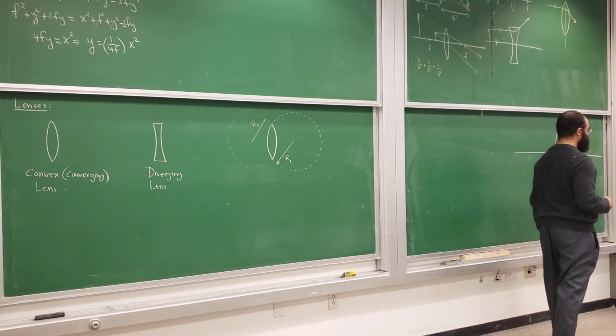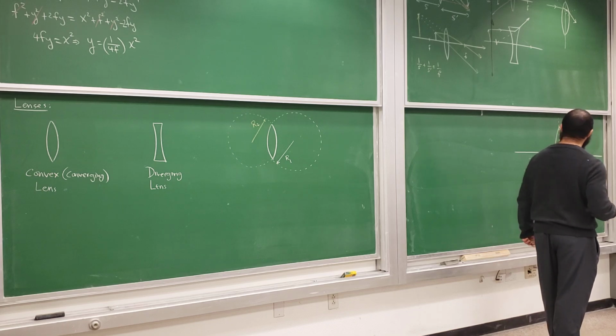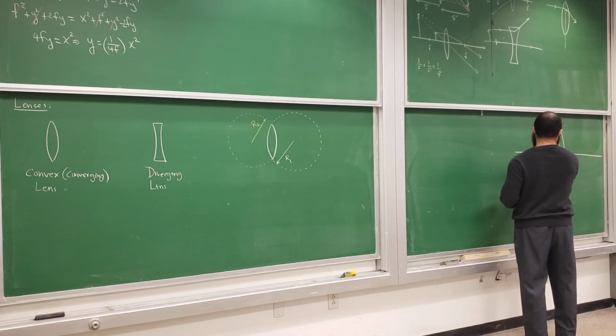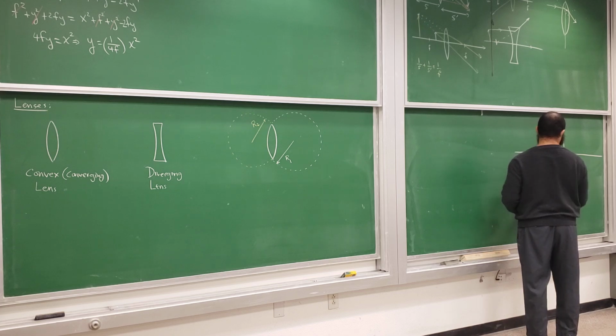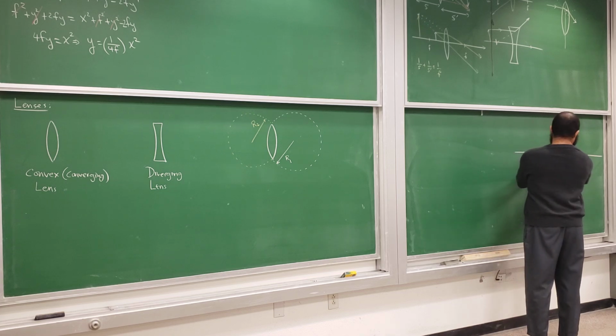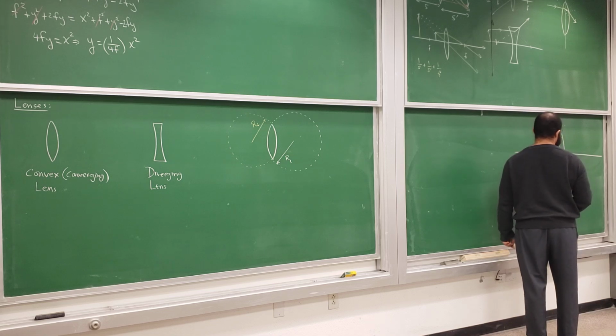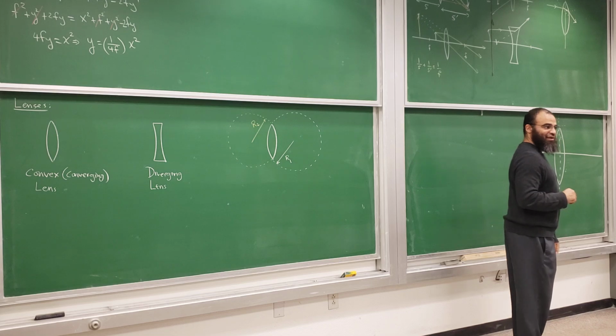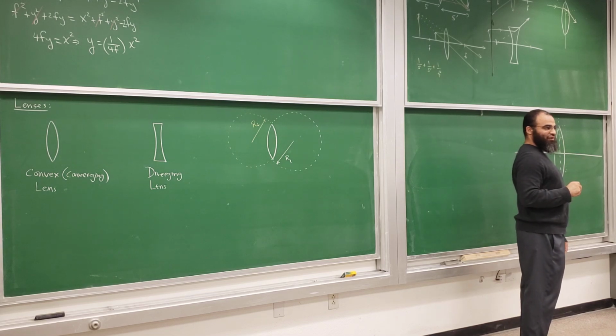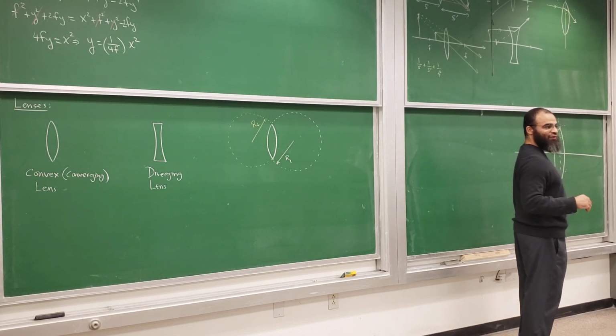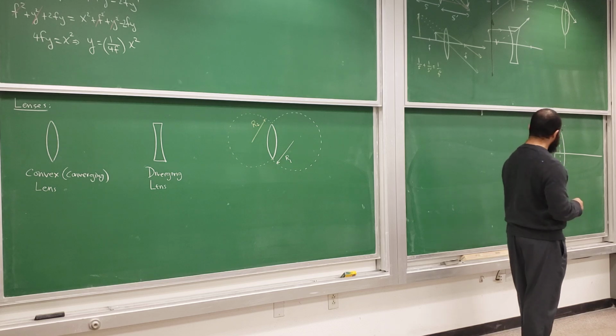That's Z, okay? All right, so let's say my object is here. Object is here, so that's S. The distance from the object to the lens is S. And the object will send many rays, and we're just going to trace two of them. Wherever they meet, we'll call that the image, okay?